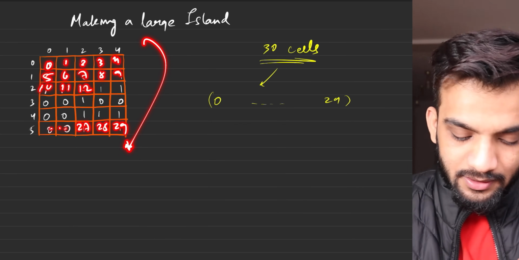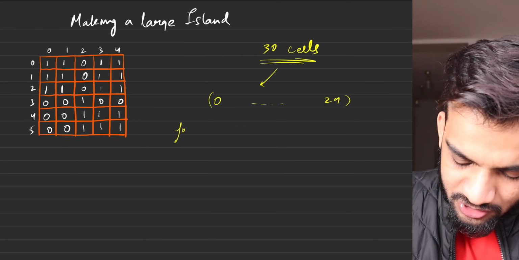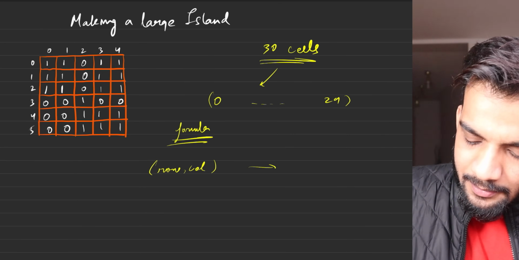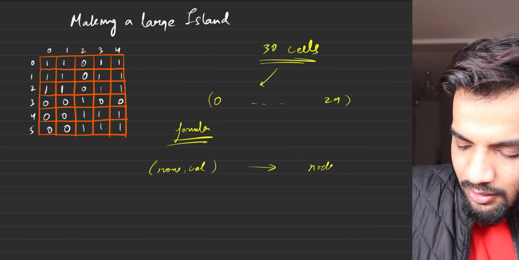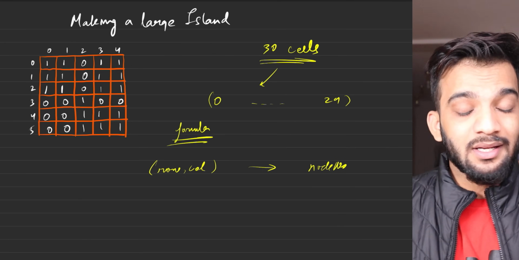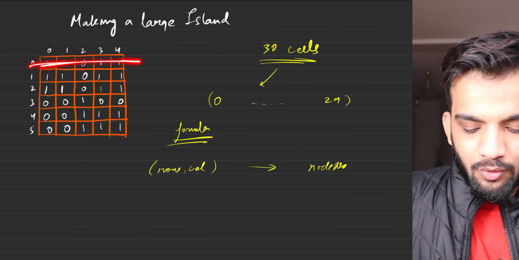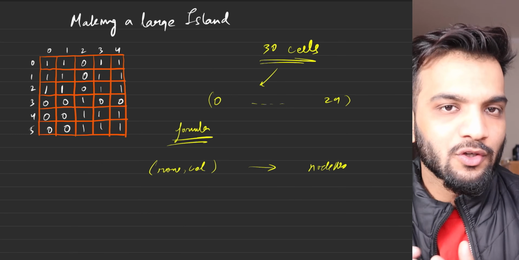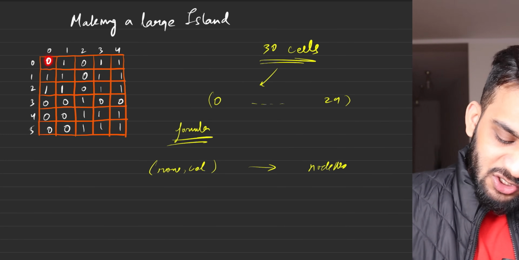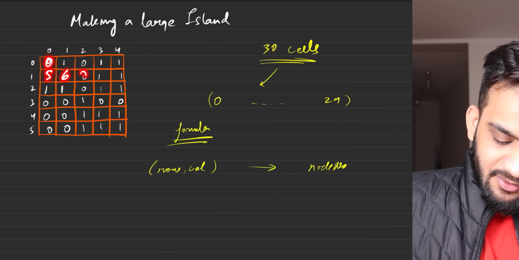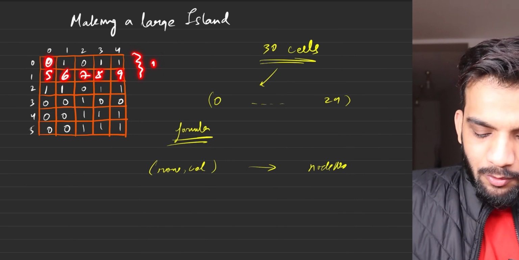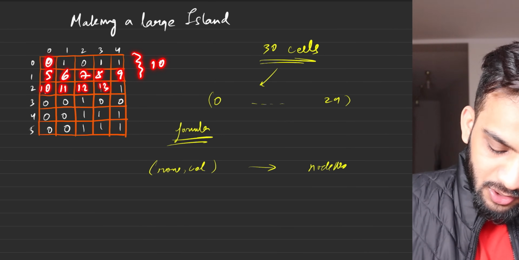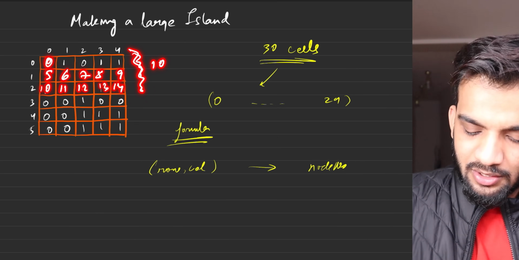But the point is, will I manually do this? No. I'll deduce a formula so that if I give you any row and column, you can tell me the corresponding node number. Now I need to figure out the formula. Let's carefully observe something. First row is what? 0, 1, 2, 3, 4. Can I say 5 cells went to the first row? Yes. And this starts from 0. This starts from 5, 6, 7, 8, 9. Can I say 10 cells went in the first 2 rows? That's why 10, 11, 12, 13, 14. Can I say in the first 3 rows, 15 cells went?